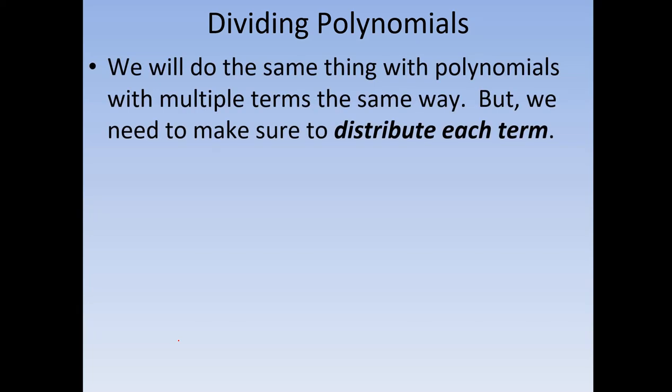So the only difference between dividing monomials and dividing a polynomial is that, just like what we did with the multiplication, we're going to actually have to distribute the first term to each part. Now note, when I say dividing polynomials, what we're going to end up having is some sort of polynomial, binomial, trinomial, 3 or 4 parts, and it's always going to be divided by a monomial.